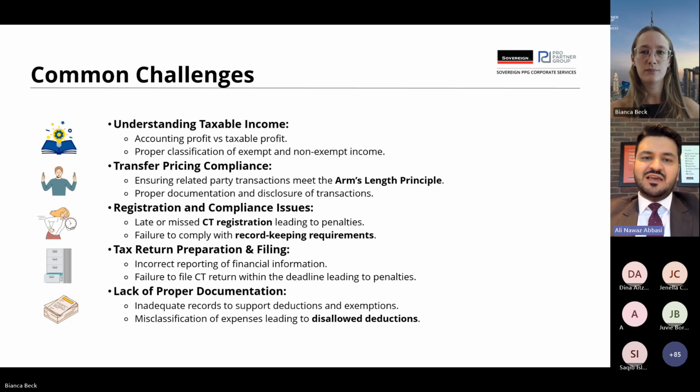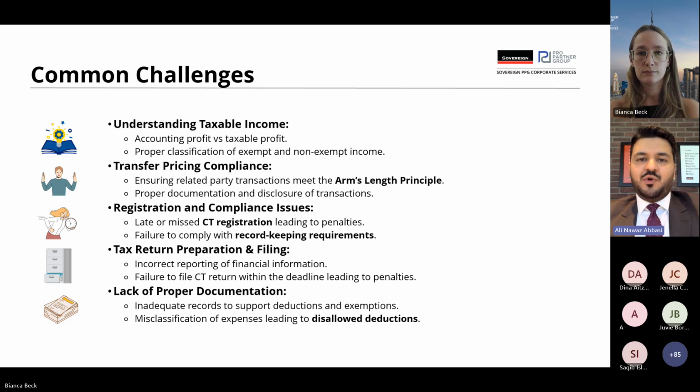There are various challenges that companies are facing. The biggest one among them is transfer pricing compliance. Companies have transactions with related parties, but they do not have any documentation to support the arm's length basis of their transactions. Similarly, companies do not have proper documentation to support their deductions, and they are not clear about which expenses are deductible and which are not deductible.